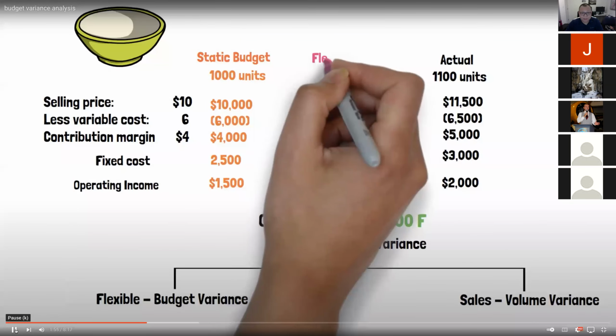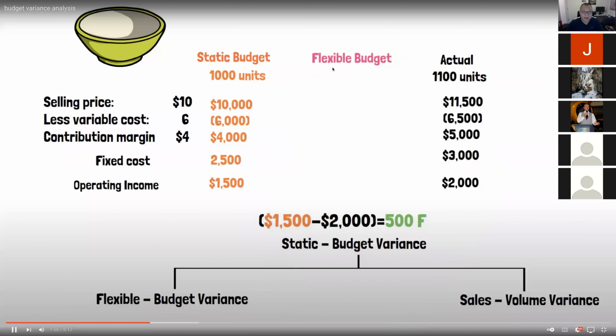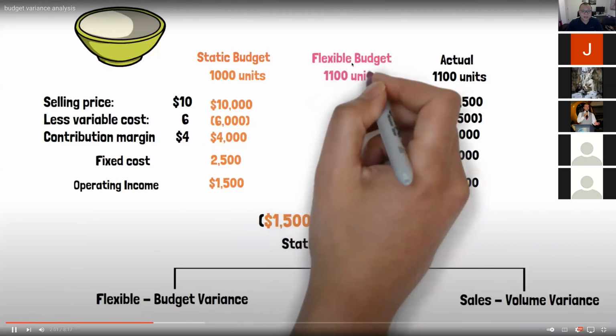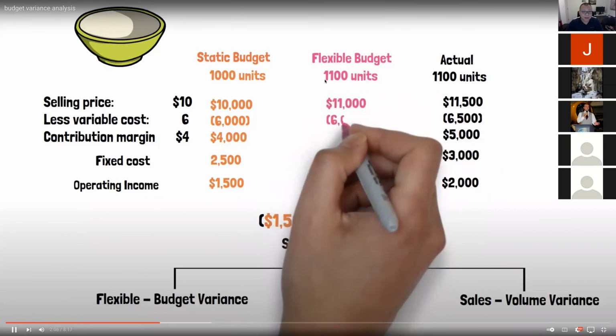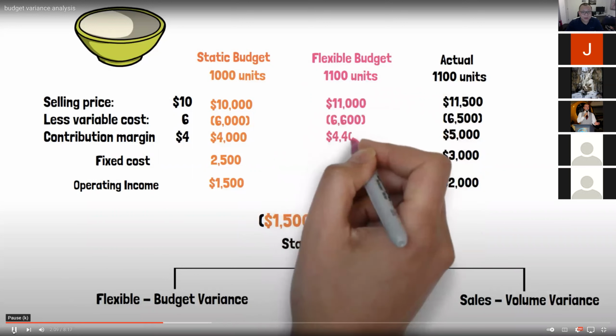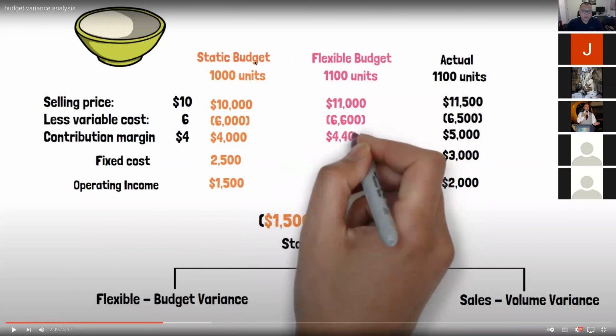So in order to break this down, I created a middle column called the flexible budget. Flexible budget is gonna calculate these numbers based on the actual sales number, 1,100 units. Okay, so you can see that the static budget numbers are based on 1,000 units. So for the flexible budget, my numbers will be based on the actual output, 1,100 units. So $10 per unit. Now we are saying 1,100 units, so my revenue should be 11,000.